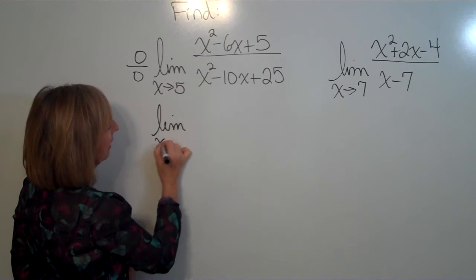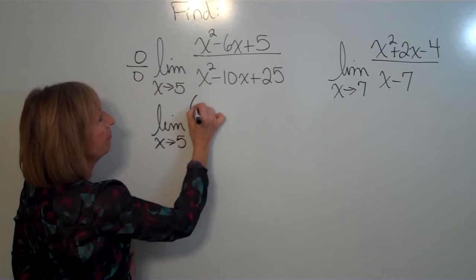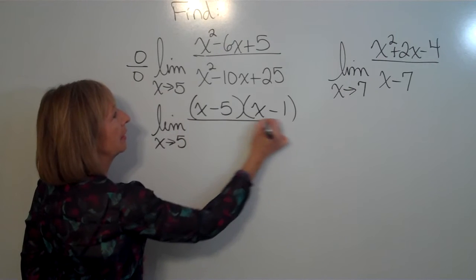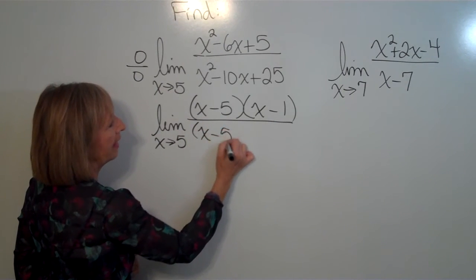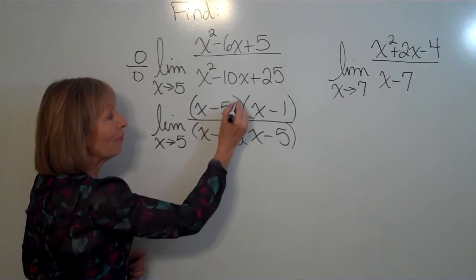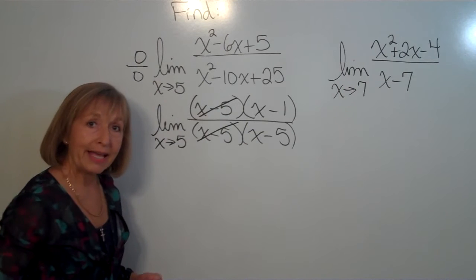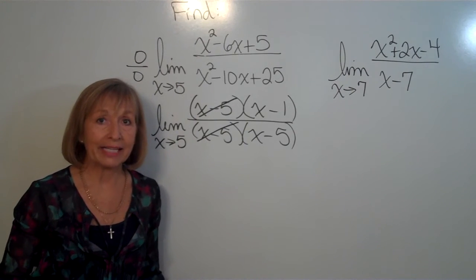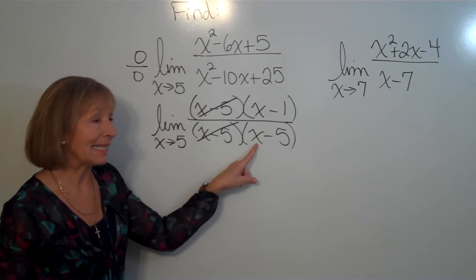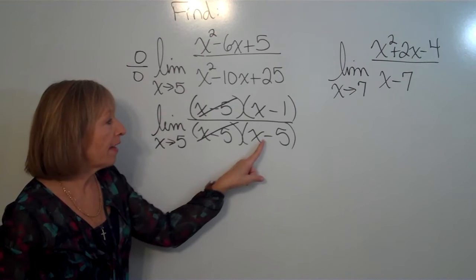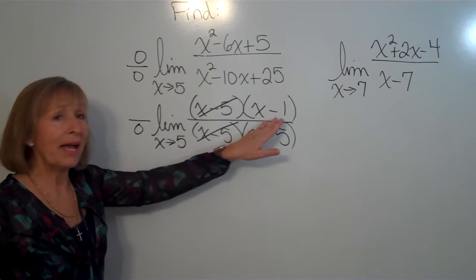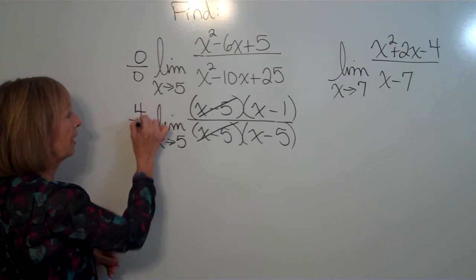So I write this as the limit as x approaches 5 of x minus 5 times x minus 1, and in the denominator, x minus 5 times x minus 5. Now I see that I have my common factor pair of x minus 5 in the numerator and the denominator that I can remove. And then when I think about running the 5 through the x's in the denominator to do the process again, well, 5 minus 5 gives me a 0 in the denominator again. But 5 minus 1 is a 4 in the numerator.